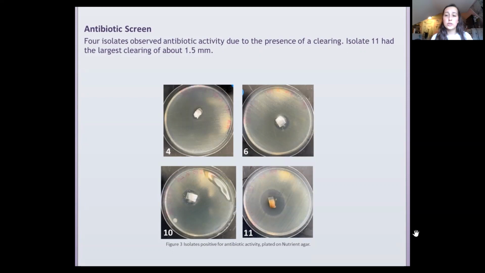After 3 days of incubation, our screen produced 4 positive isolates due to the presence of a clearing: isolates 4, 6, 10, and 11. Isolate 11 had the largest clearing of about 1.5 millimeters. Interestingly, these isolates were only effective against S. epidermidis, a gram-positive bacterium.